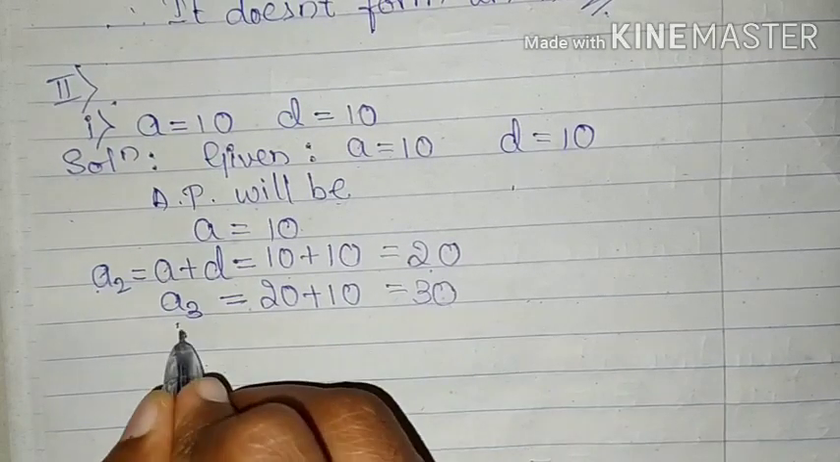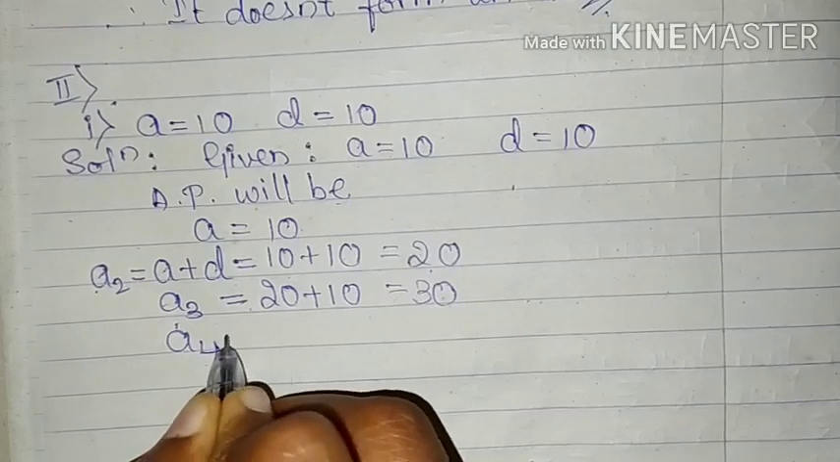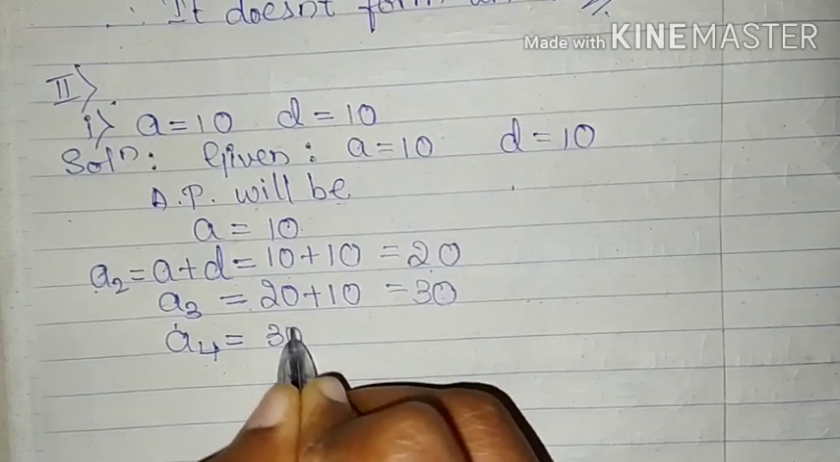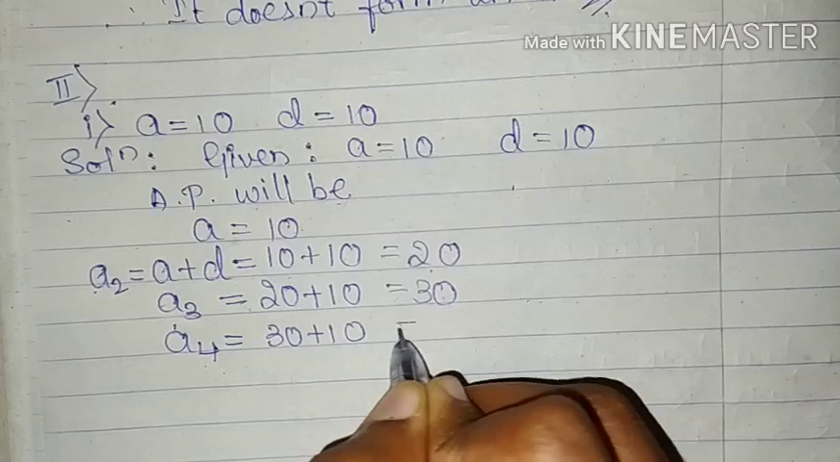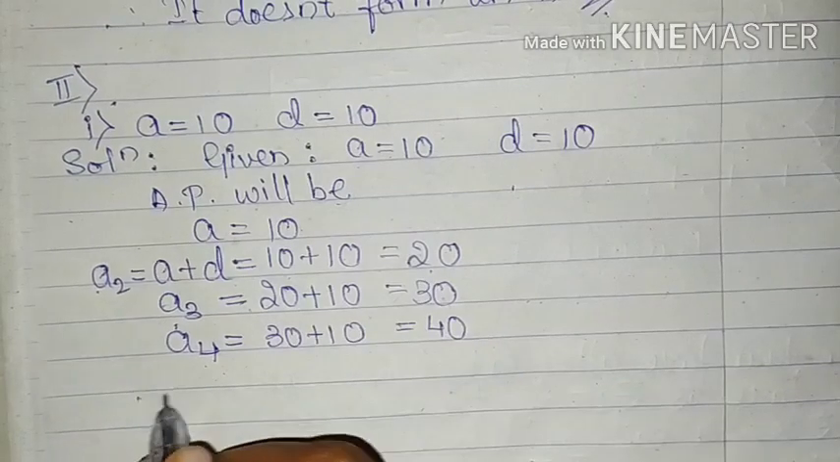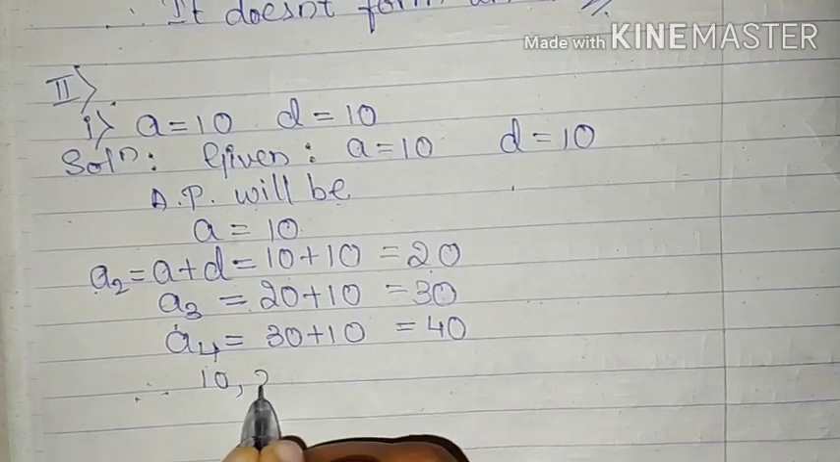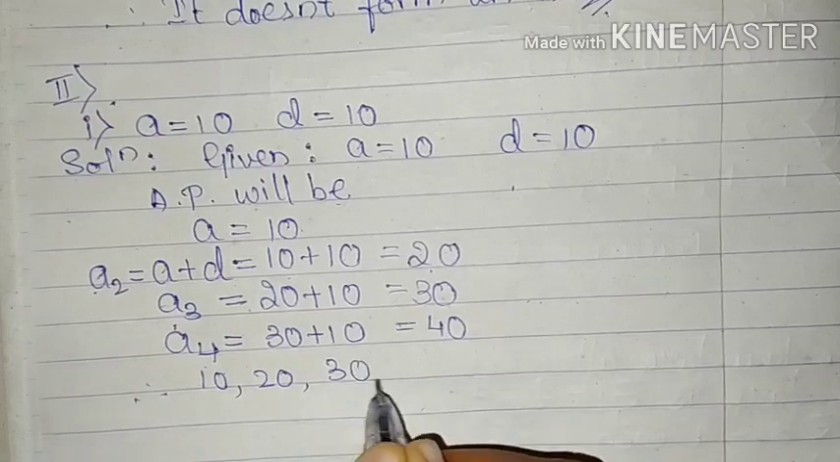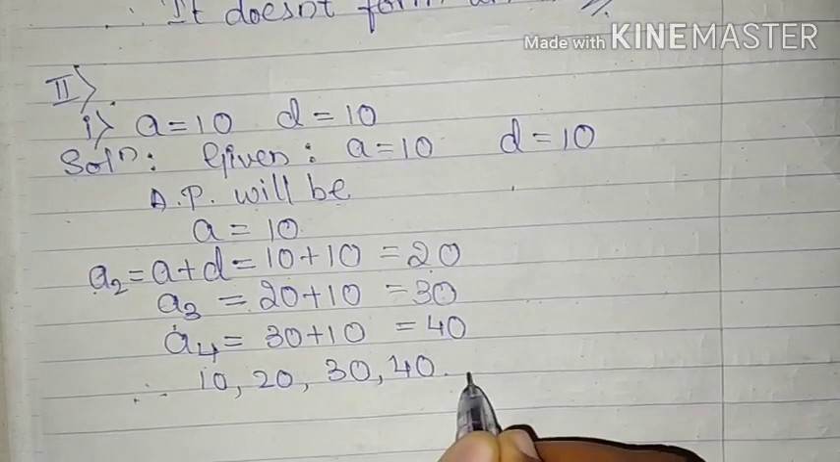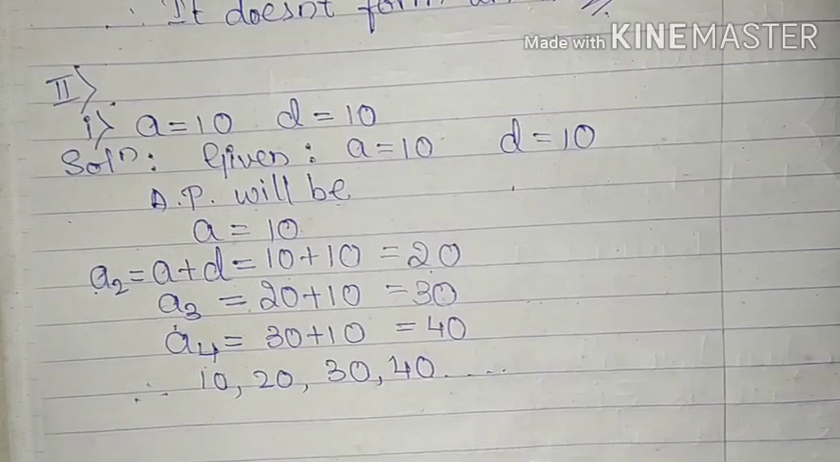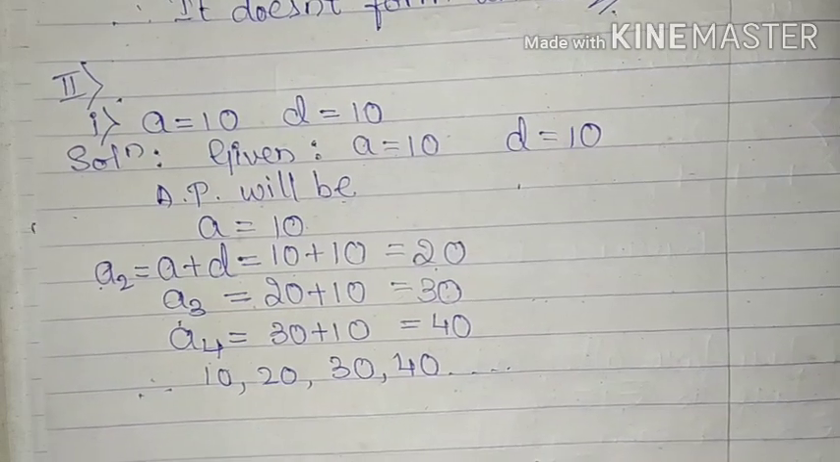How many terms have they told us to write? 4 terms. So A4 is equal to 30 plus 10, which is 40. Therefore 10, 20, 30, 40 and so on is our AP and the required terms.